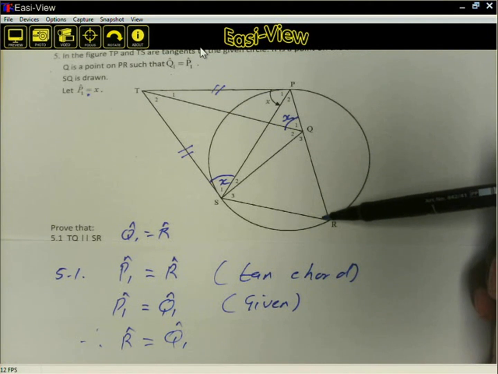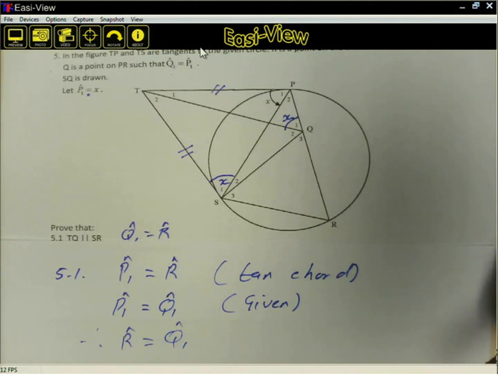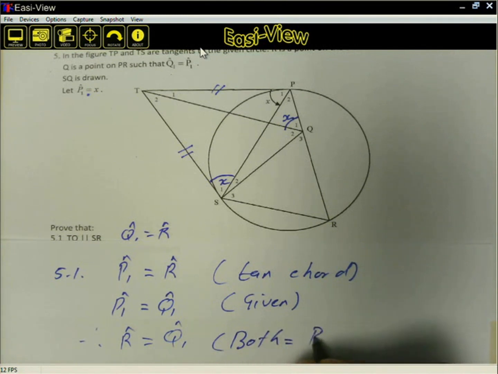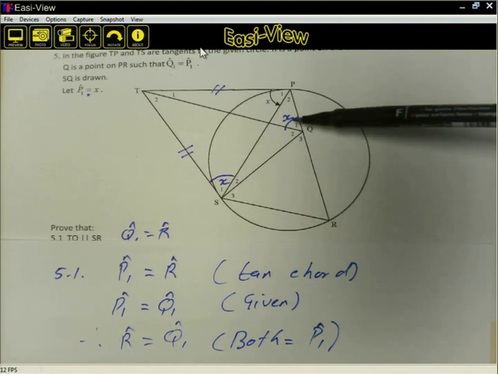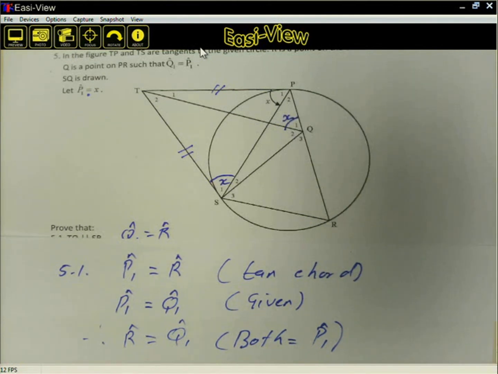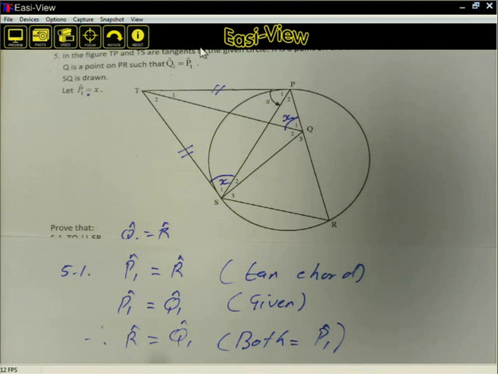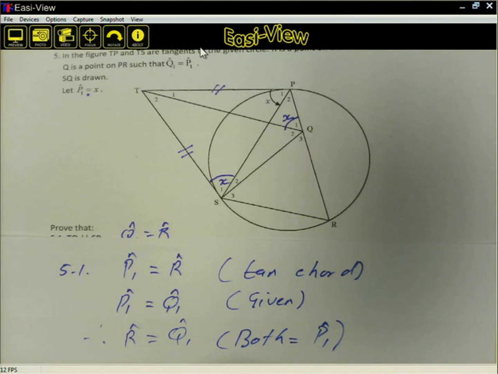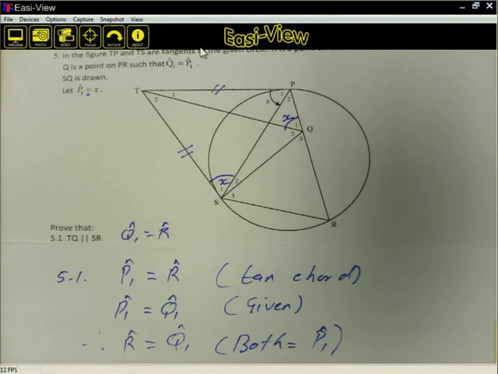Look at Q1 and R. What is the relationship between the two angles? The reason for us to say angle R is equal to Q1 is because they are both equal to angle P1. But now, what is the relationship between Q1 and R? You can see they lie on top of these two lines. Therefore, those are the corresponding angles. So in this case the corresponding angles are equal. And remember, corresponding angles will only be equal if and only if they lie on parallel lines. That's why we therefore draw a conclusion that TQ is parallel to SR.